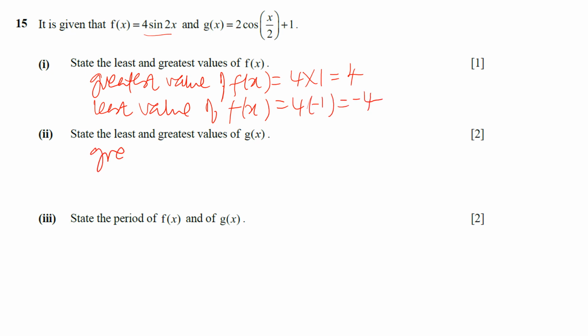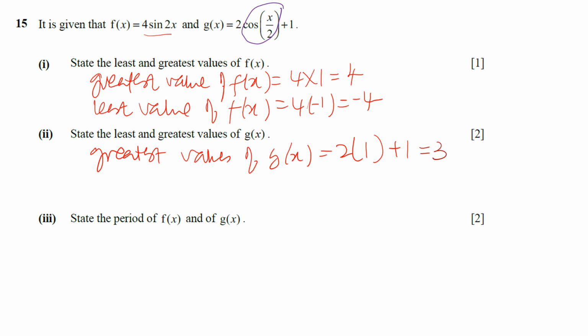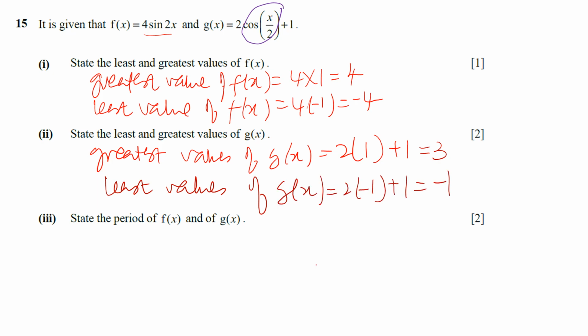The greatest value of g(x) will be 2 times 1 plus 1, because the greatest value of cosine is 1. So 2 times 1 plus 1 gives you 3. The least value of g(x) will be 2 times negative 1 plus 1, that gives you negative 1. Okay, the period.